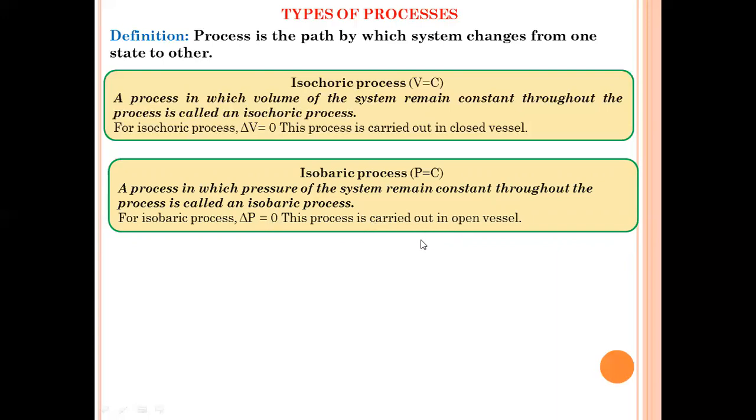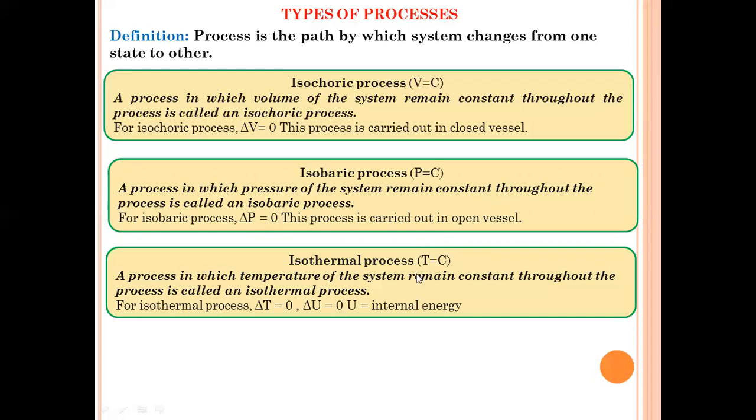The third one is the isothermal process, which is also called the constant temperature process. A process in which the temperature of the system remains constant is called an isothermal process. For the isothermal process, the change in temperature, delta T, is equal to 0. So we can say that this is the isothermal process.